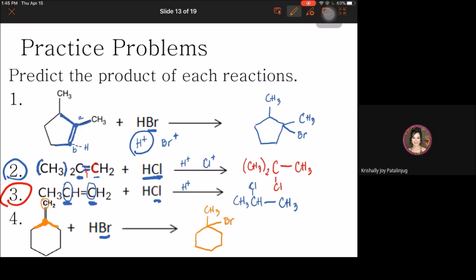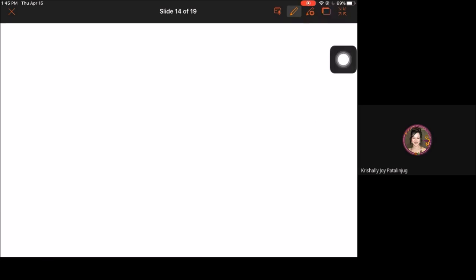But there are cases where the number of hydrogen substituents is the same for both double bond carbons. Let's say, for example, case number 1. What if both double bond carbons have the same degree of hydrogen substitution? Say for example, CH3, CH2, then CH, then here CH. They have the same degree of substitution of hydrogen.